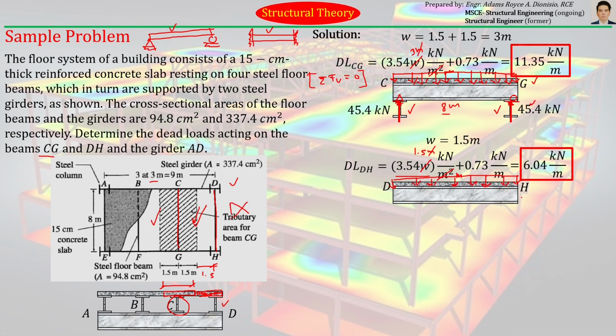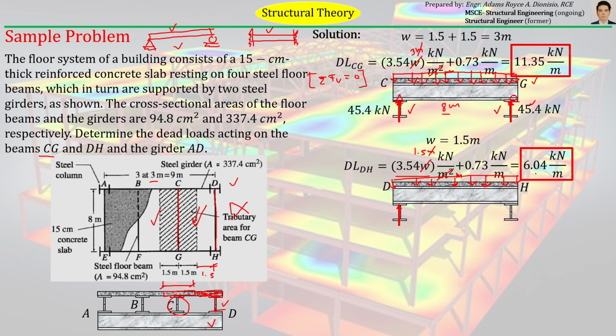So floor beam DH, which is this floor beam, is being supported by girder AD and the other one, EH. So these are its two supports. If you just want to find the corresponding force exerted by the two girders to the floor beam DH, again, you can just assume that this beam is a simply supported beam and just get the corresponding reaction.